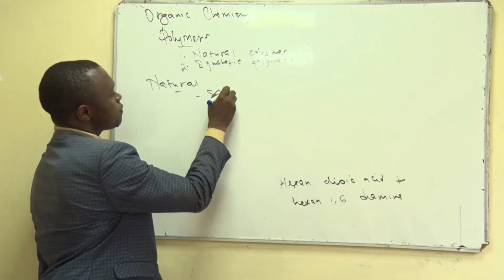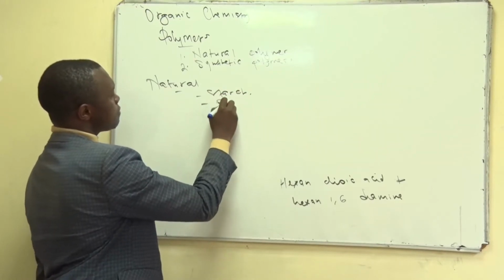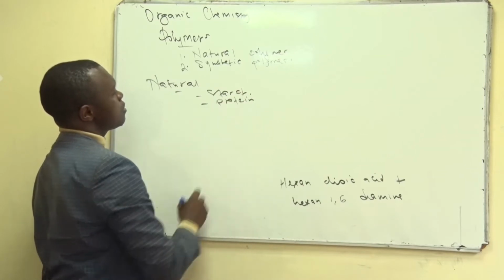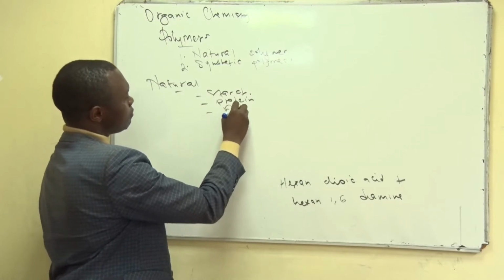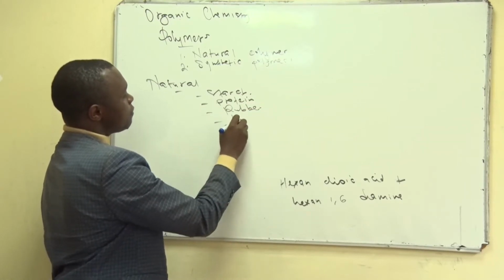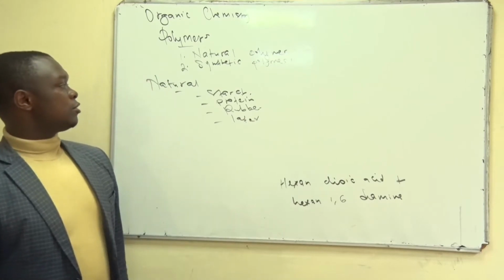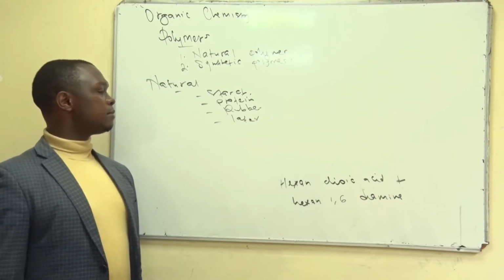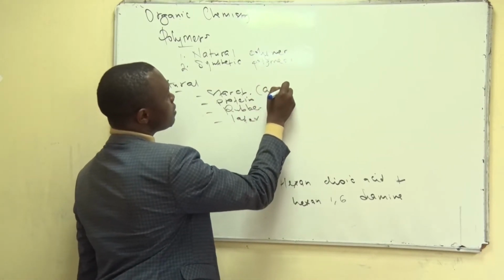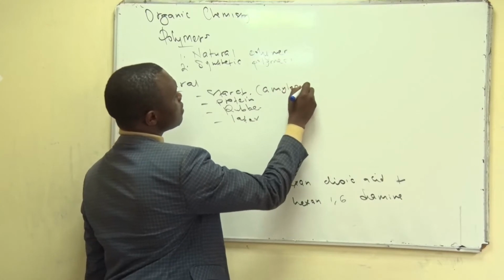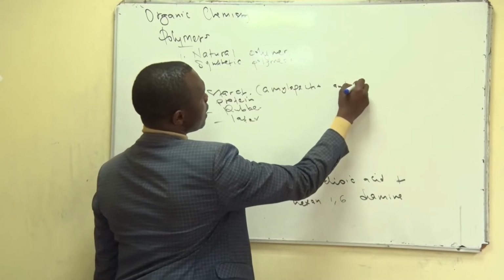We have starch, we have proteins, we have also rubber, we have latex. Now starch occurs in two forms majorly, that is, we have amylopectin and amylose.